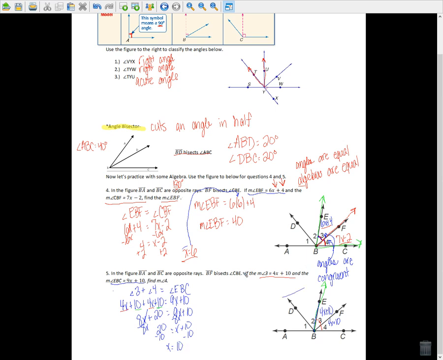Okay. Lastly, in order to solve for the measure of angle 4, just plug that back in. So the measure of angle 4 is 4 times x plus 10. Well, we said that x was 10, so we're going to plug in our 10 for x. We're going to get the measure of angle 4 is equal to 40 plus 10, which would give us 50 degrees.